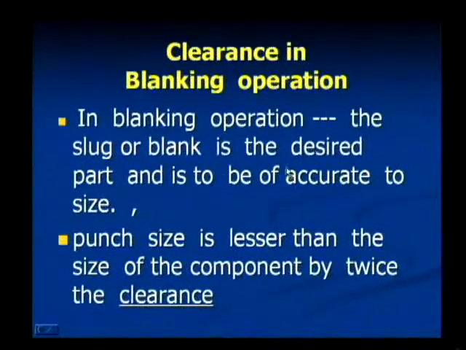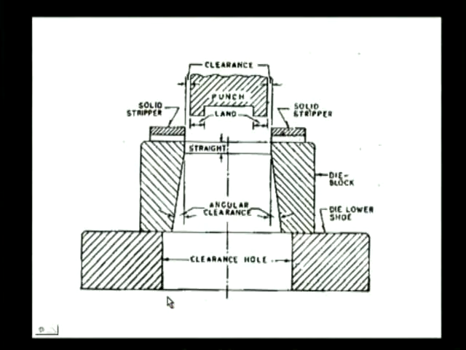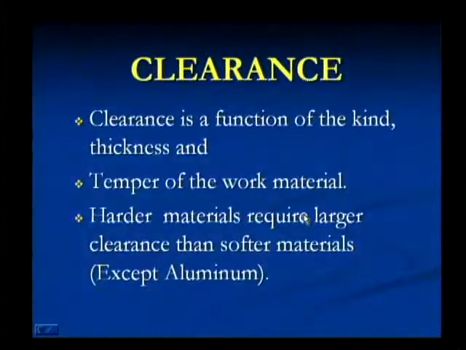The clearance in blanking operation. In blanking operation, the slug or blank is the desired part and is to be of accurate size. The punch size is lesser than the size of the component by twice the clearance. Now the same old diagram is shown for your clarity. So here this is the punch and this is the die and this is the die cavity and this is the stock material, and here the clearance, this is angular clearance, which we will discuss right now.